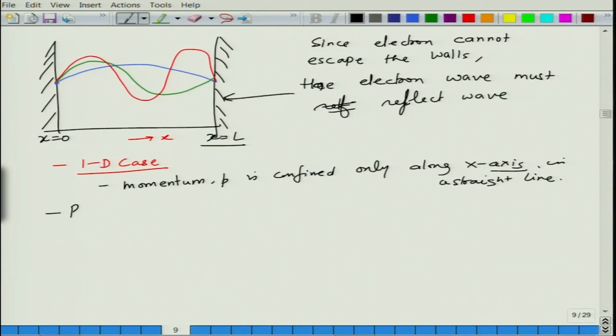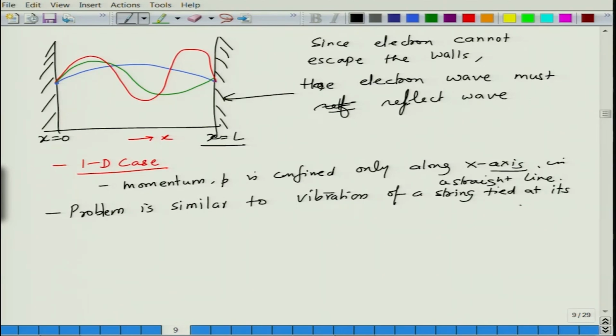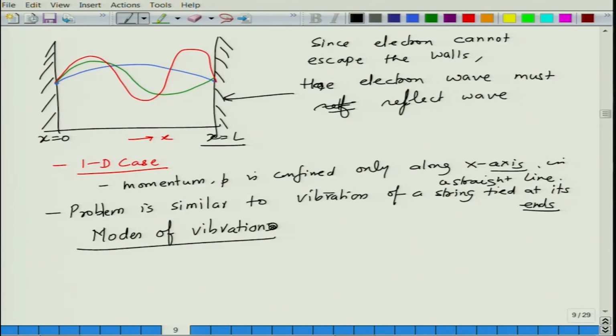Now this problem is similar to vibration of a string which is tied at its ends. Such a string shows various modes of vibration. So as a result, you have now various modes of vibrations. And what do you remember from your 12th physics for such a case? If you have various modes of vibrations, which means the wavelength is an integer fraction of the length.